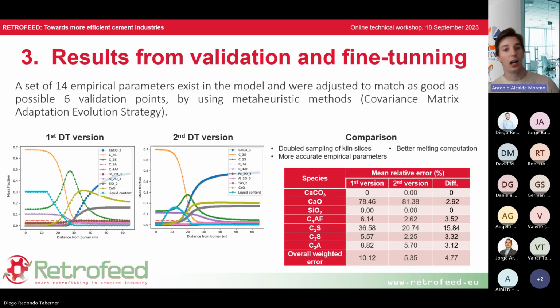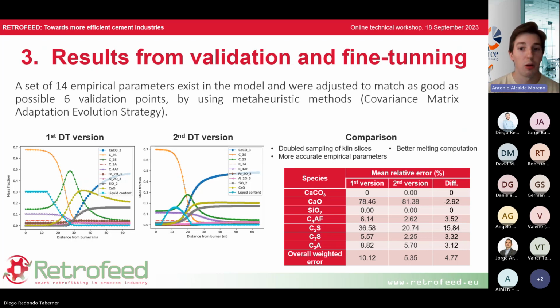Okay, these are some examples of the results we can obtain from the one-dimensional model. It is important to note that we have 14 empirical parameters that cannot be estimated nor measured in the kiln, and we had to estimate them, adjusting to a set of validation points to make this model fit to the ad hoc cement rotary kiln we have in this demo site. We obtained 6 validation points. We used a meta-heuristic method, and we obtained a set of the parameters that fit well with the experimental results.